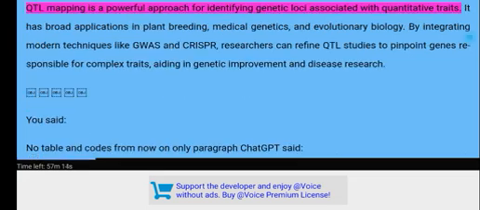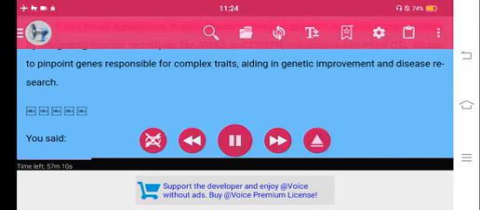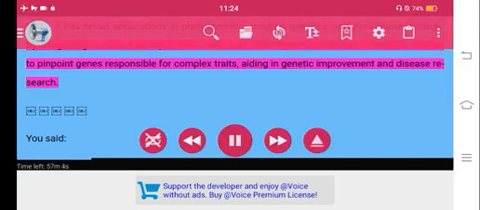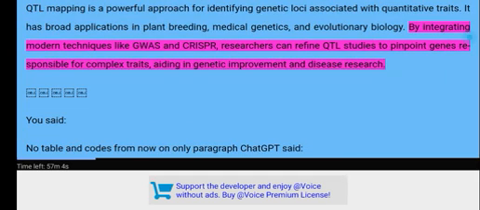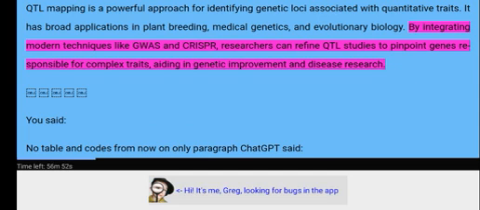7. Conclusion. QTL mapping is a powerful approach for identifying genetic loci associated with quantitative traits. It has broad applications in plant breeding, medical genetics, and evolutionary biology. By integrating modern techniques like GWAS and CRISPR, researchers can refine QTL studies to pinpoint genes responsible for complex traits, aiding in genetic improvement and disease research.